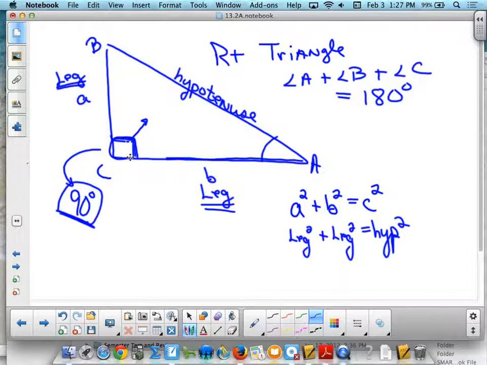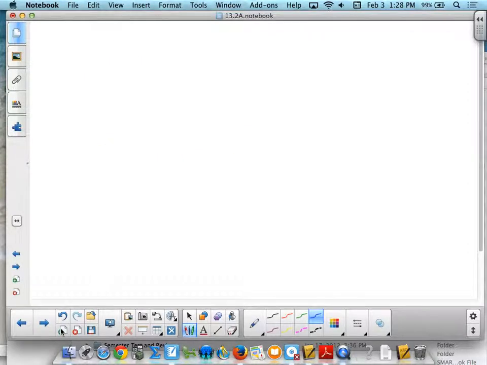That's a right triangle. The Pythagorean theorem is huge. Now, the legs make up what? What do the legs make up? A right angle. What's opposite the right angle? Hypotenuse. Okay, easy.